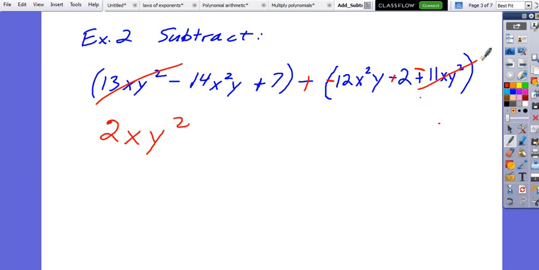All right. Then I've got x squared y. -14 plus -12 is -26. When you add negatives, you get a negative. And then the whole back part has the signs changed. Plus 9. All right. So then 7 plus 2 is 9, and there it is.